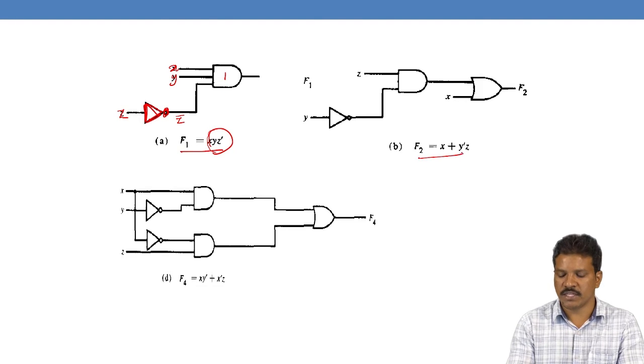f2 is equal to x plus y bar z. That means here we can take x plus y bar z.